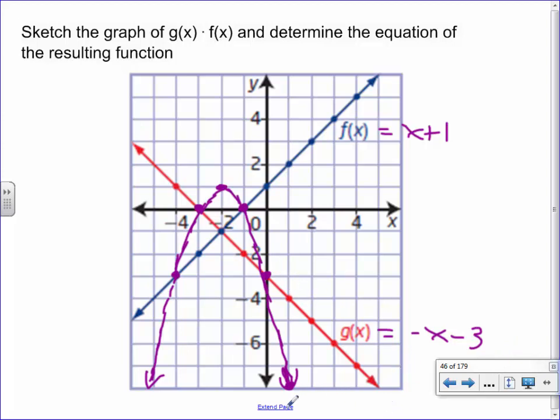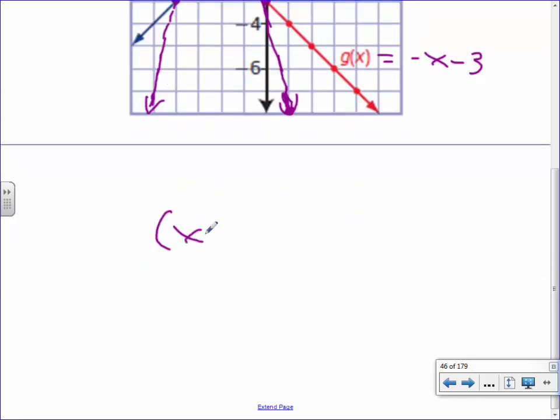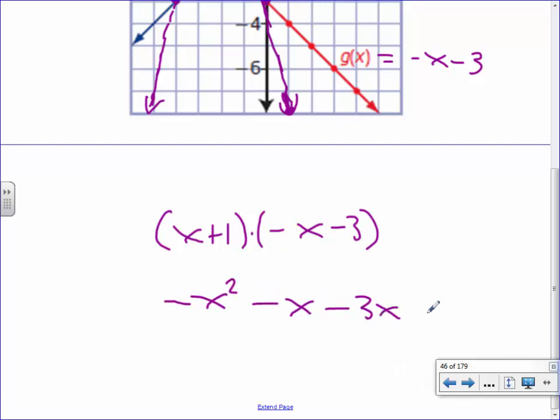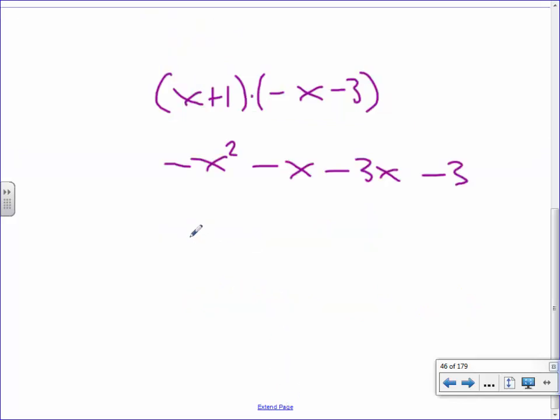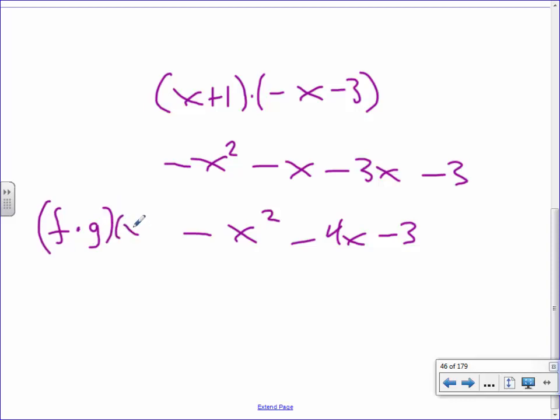Okay, well, let's try this from an algebraic point of view. If I gave you x plus 1, and I gave you negative x minus 3, and I asked you to multiply them, you've learned this before, right? This is foiling, essentially. So foil it out. Negative x squared minus x minus 3x minus 3. You now have an equation of negative x squared minus 4x minus 3. We would call that f times g of x. That would be a good way of notating it. F and g of x have been multiplied by each other, and this would be the equation we got.